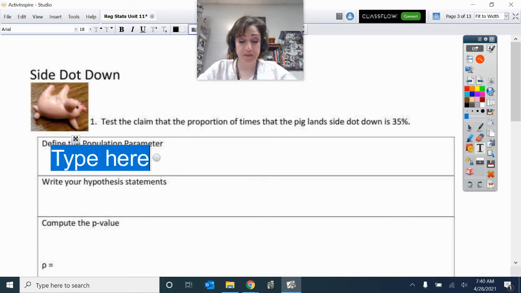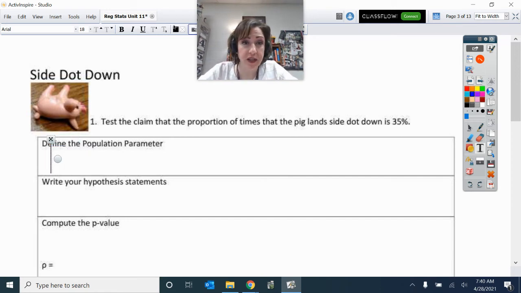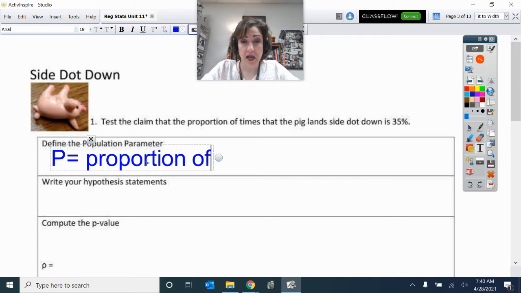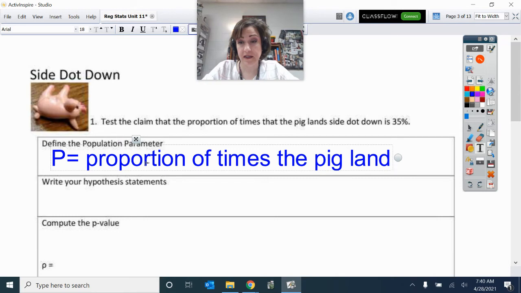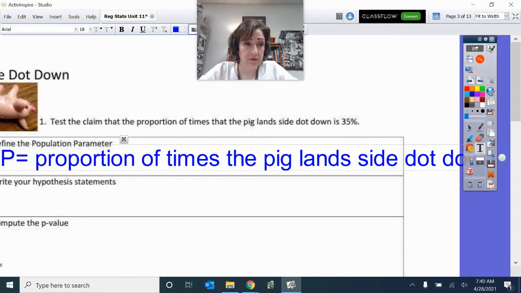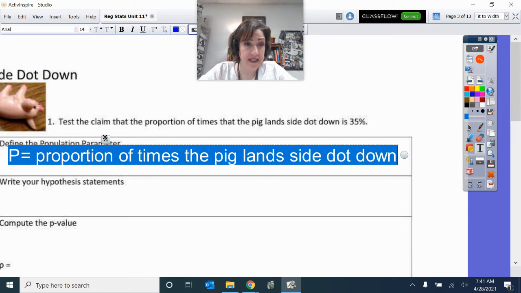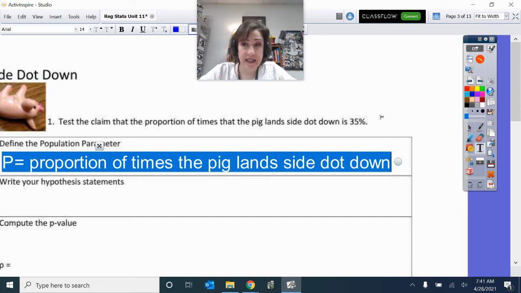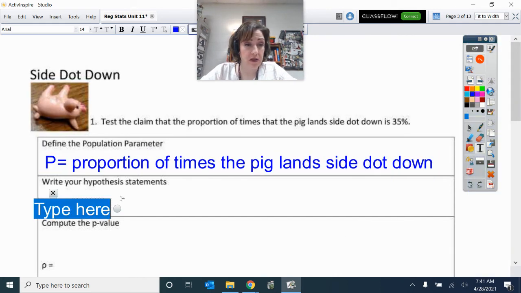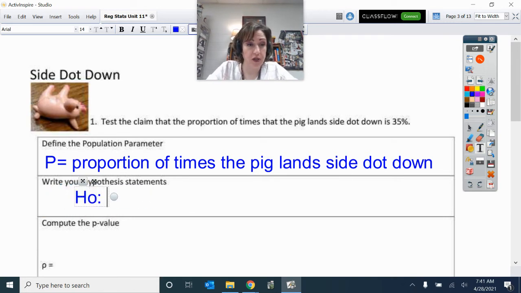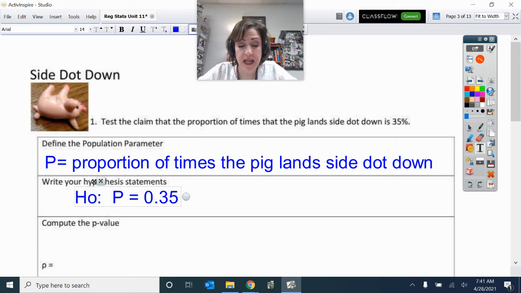So I'm going to write in my parameter, and that's P equals, I'm going to do a different color here. P equals the proportion of times the pig lands side dot down. All right, so that's my parameter. Okay, so what is this null hypothesis? What is your H0? Well, our H0 is going to be, of course, that P equals the claim, which the claim was 35%.